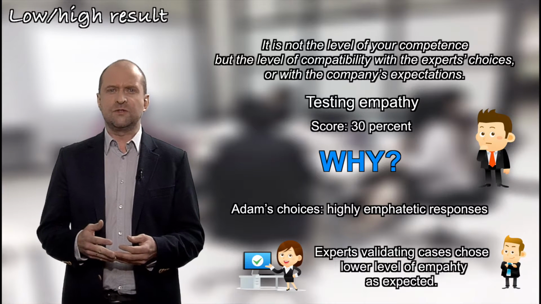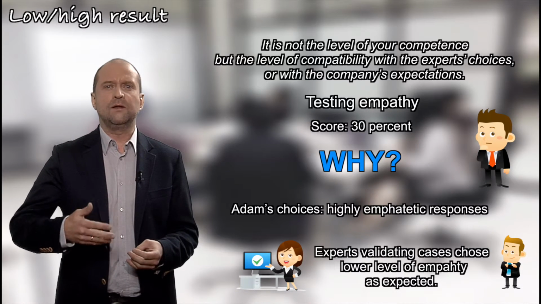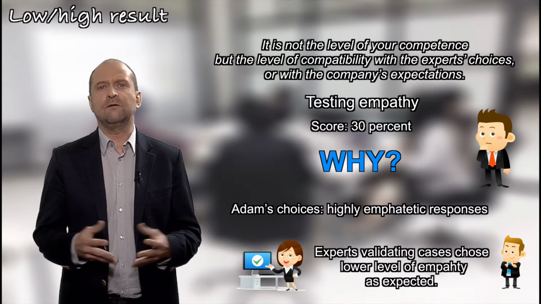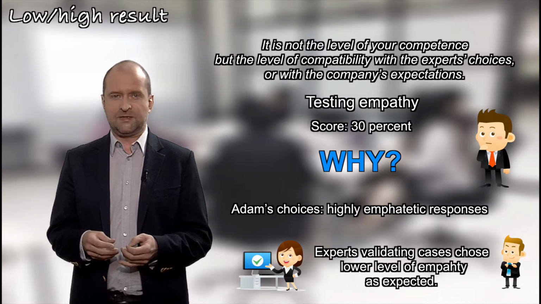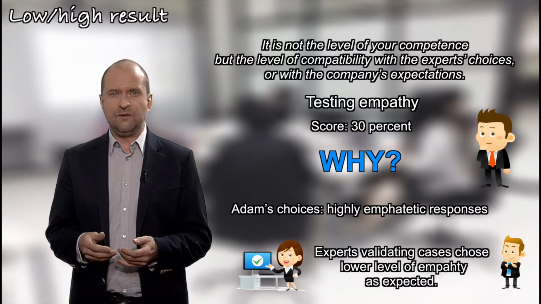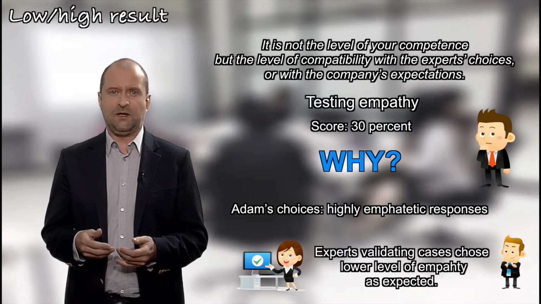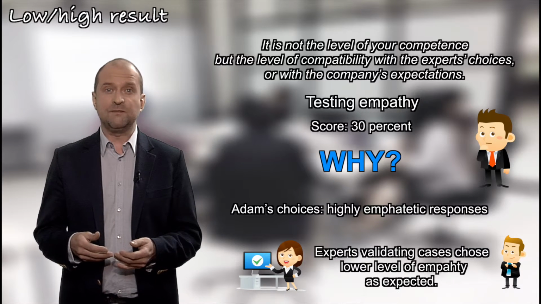Because Adam chose the responses which were a sign of very high empathy, he was not in line with the experts' indications. So the result in the empathy category was a low 30%. The report then shows what the level of the company's expectations is and how the choices compare with those of the high achievers. Where does this result scale come from?